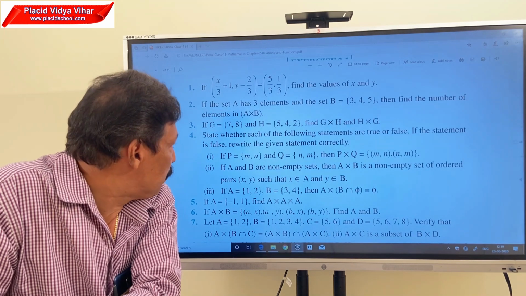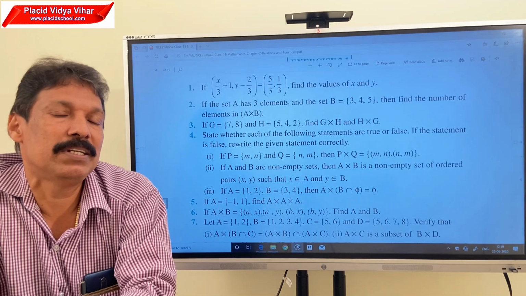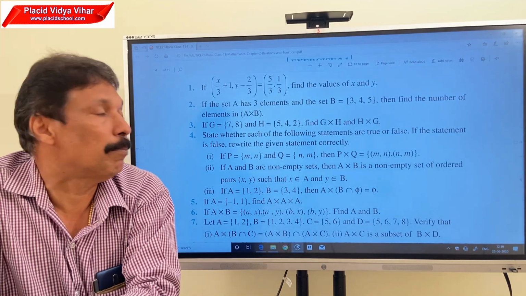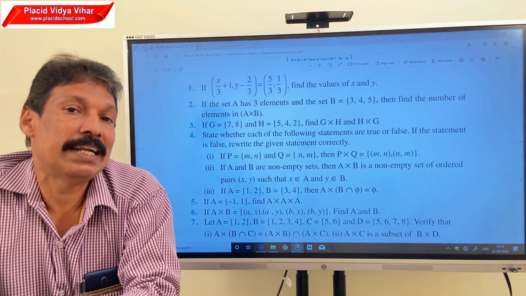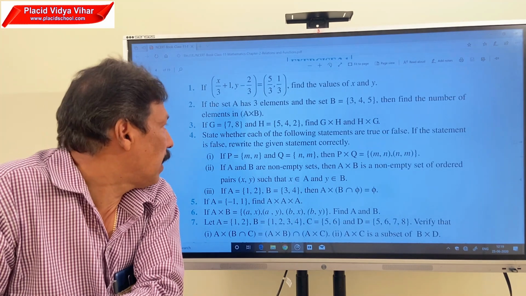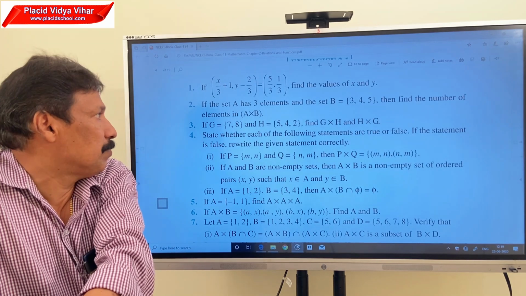So A cross B contains the number of elements in A times the number of elements in B, that is 3 into 3. There are 9 elements in A cross B. That's the answer of the second question.